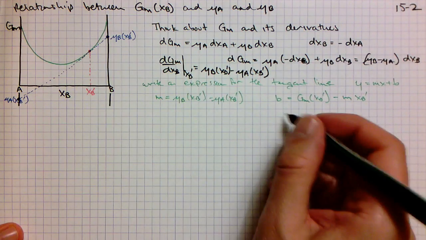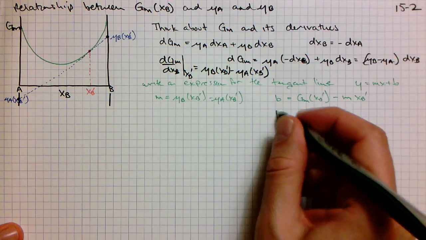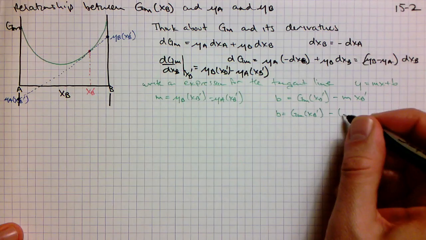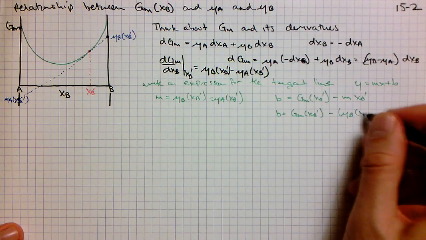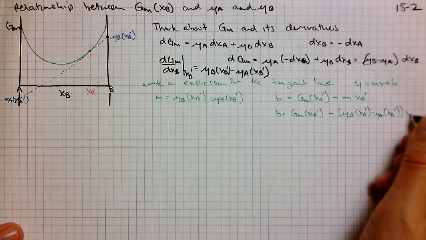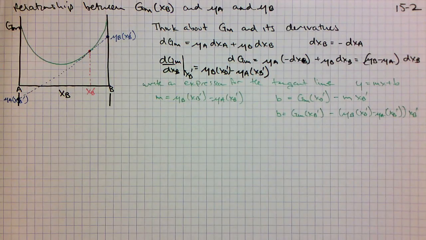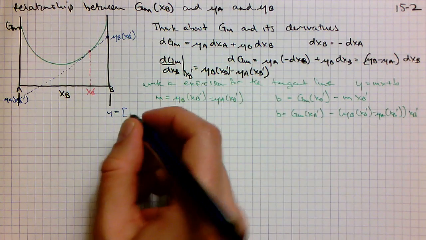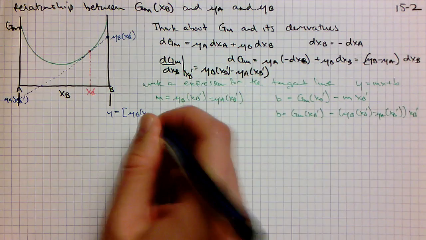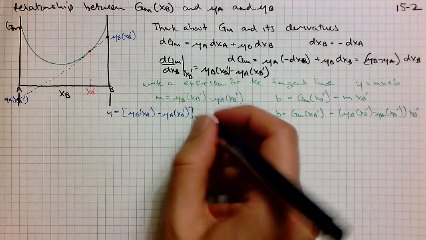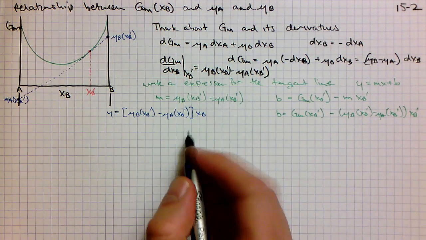And we know our m value, right? So we can say b must be equal to gm at xb prime minus (mu b at xb prime minus mu a at xb prime) times xb prime. Okay, so that means we can write our expression for our line as y equals the m, the slope, mu b at xb prime minus mu a at xb prime, times xb, right?